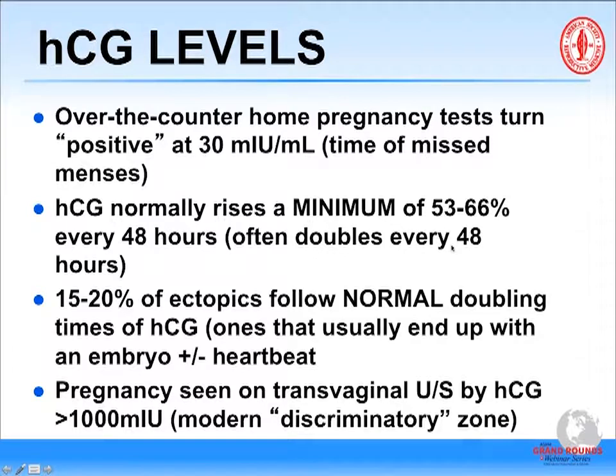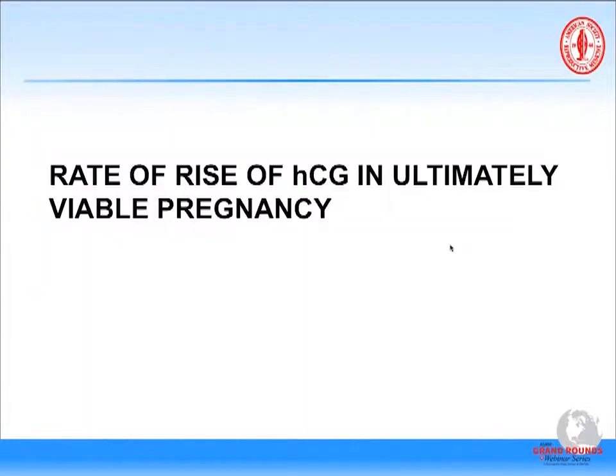The problem is 15 to 20% of ectopic pregnancies will follow absolutely normal doubling times of hCG, and those are the occasional ectopics that end up with a good embryo with or without a heartbeat. Pregnancy is seen on transvaginal ultrasound by an hCG greater than about 1,000 milli-international units, the discriminatory zone, and this has come into question, and we're going to explore all of this.